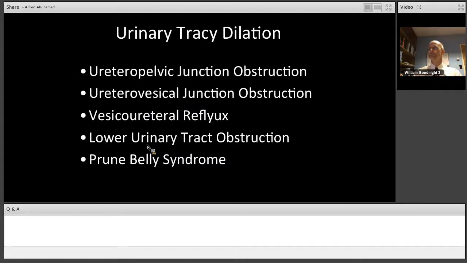So let me start with the urinary tract dilations. On this list are the UPJ and UVJ obstructions, the reflux, the LUTO, the lower urinary tract obstruction, and some other syndromes, like prune belly, and so forth.